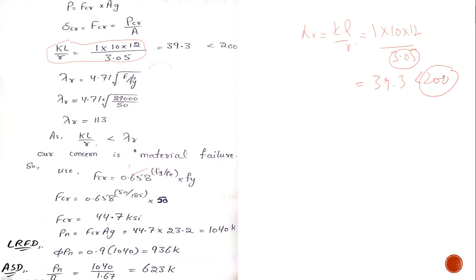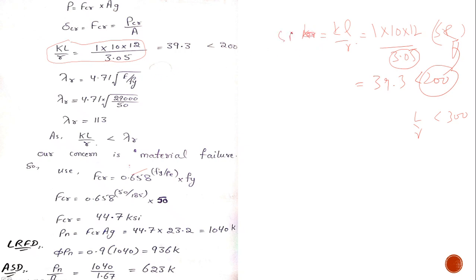This is actually the check for the slenderness ratio, the required limit for columns. So it should be less than 200. For a tension member, the slenderness ratio limit was L by R should be less than 300. Remember, for a column it is 200. Okay, I found out KL by R.